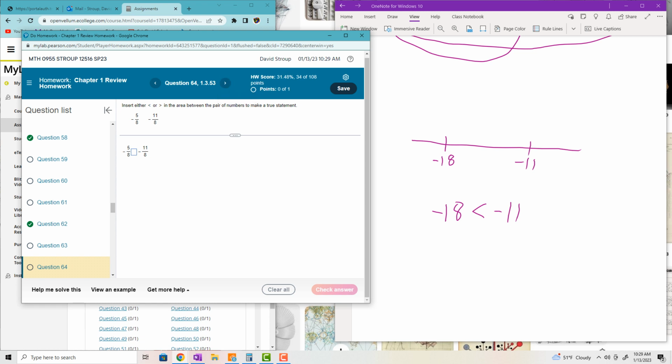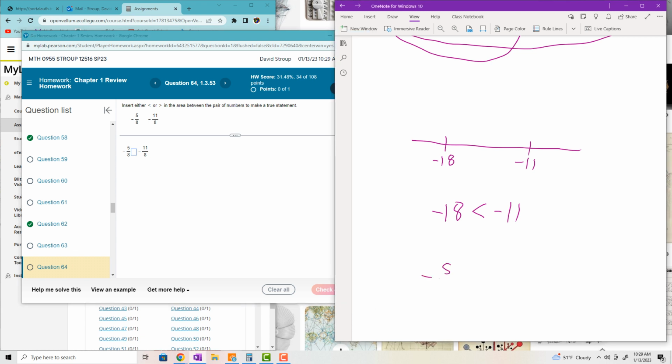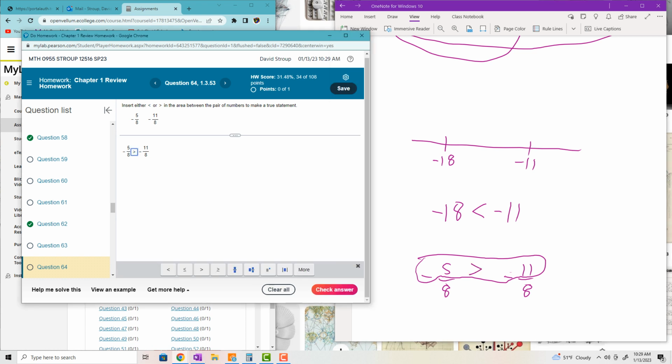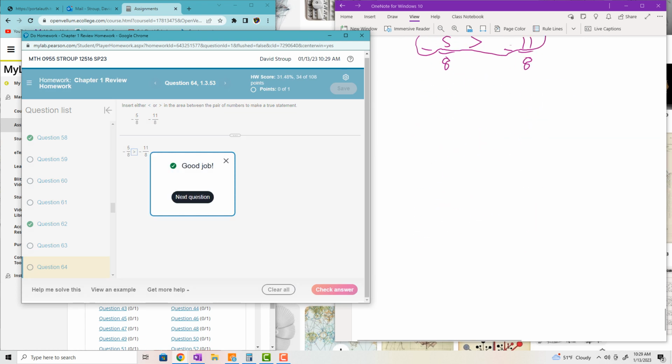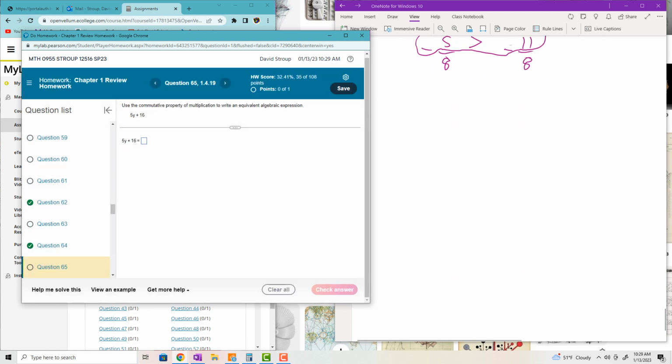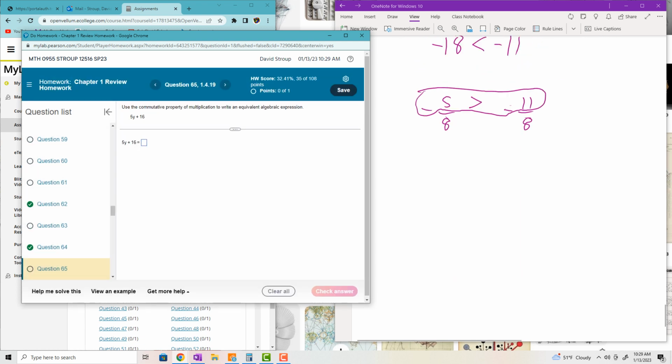You want the common denominator, and then you just kind of look at the numerators, right? So if you have negative 5/8 and you're comparing it to negative 11/8, as long as you have the same denominator, you can just compare the numerators. And so negative 5 is greater than negative 11. And you can kind of do it that way. But yeah.